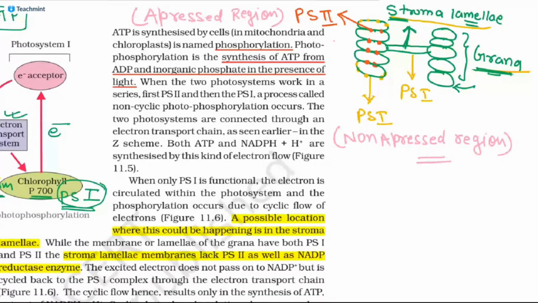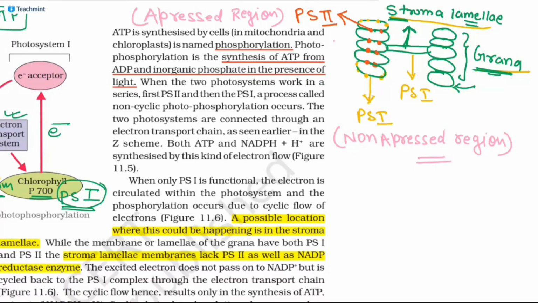The location of photosystem 1 and photosystem 2. Is it clear? 100% clear? Okay. So again, I'll ask a question, tell me the answer, then I'll understand that it is clear to you. So tell me, stroma lamellae will have which photosystem? Photosystem 1. Will stroma lamellae have photosystem 2? No. Grana will have which photosystem? Both the photosystem 1 and 2.